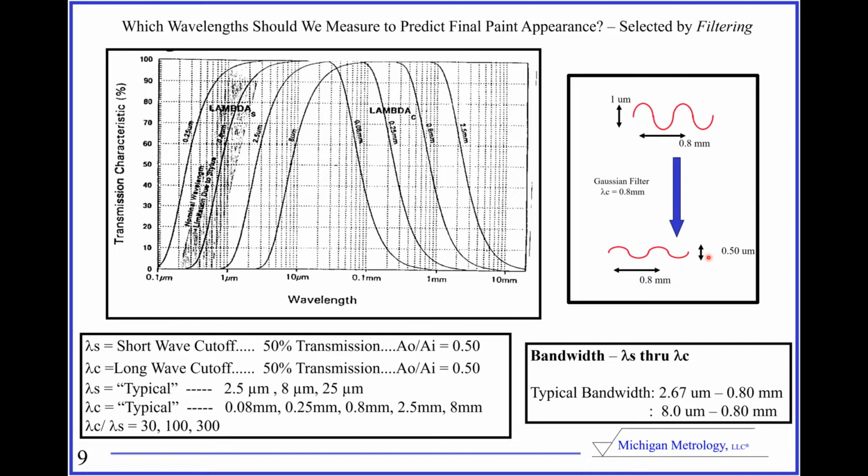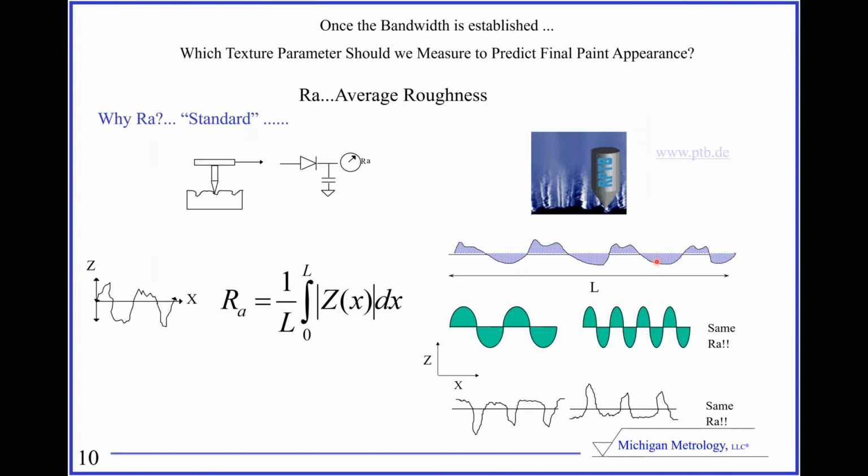So this has been an issue because, in the old days, all the instruments tended to default to a 0.8 millimeter cutoff. Even some of the earlier standards said 0.8 millimeters was kind of a standard or default cutoff. But there's nothing magical about this 0.8 millimeter cutoff. And again, if you learn anything from this webinar, learn to ask the question first: what spatial wavelengths should I be measuring? Set your filters to those, and then go ahead and look at the different roughness parameters. This, in turn, was what turned out to be the problem with the paint finish.